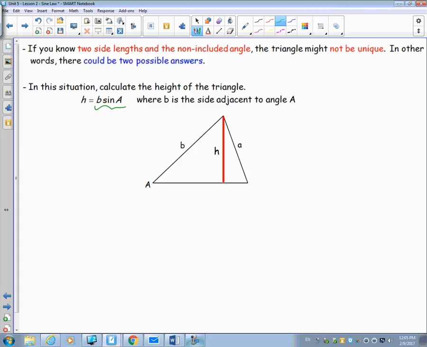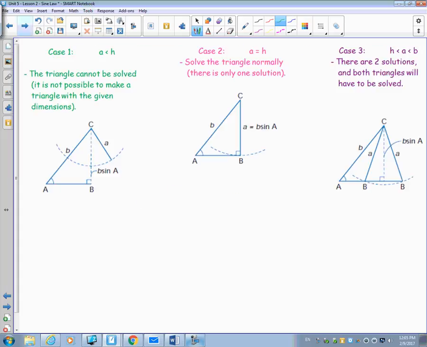That is the angle that you know and the side beside it. Okay, so if you were to draw it differently, you can do that, but make sure it's the side and then the sine of the angle beside it. It will always give you the height of your triangle. And the situations we're going to come across are three.